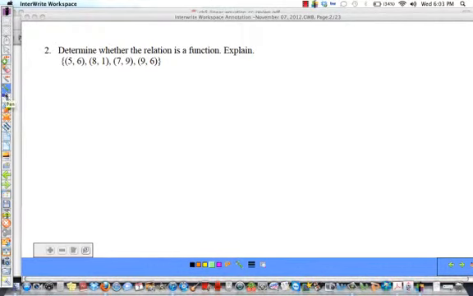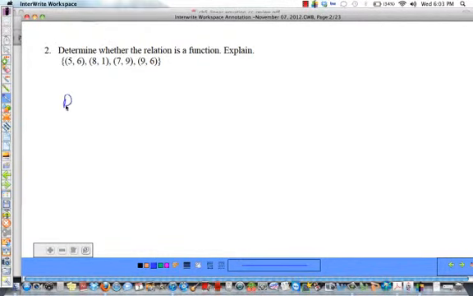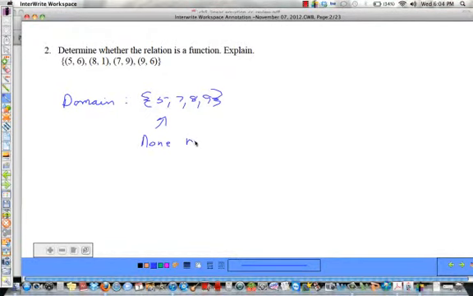Number 2, determine whether the relation is a function. Again, you're looking at all of the x values, the 5, the 8, the 7, and the 9. If we put those in a set, we would write it as domain is the set containing 5, and then you put them in order from least to greatest. So 5, 7, 8, and 9. And because none of those repeat, it's going to be a function.